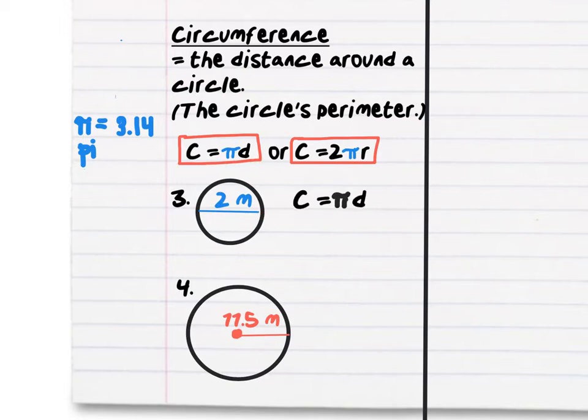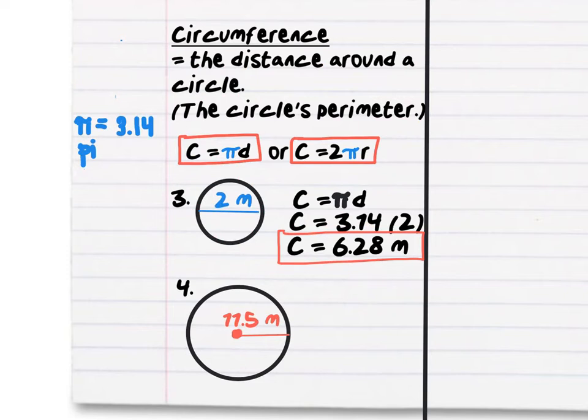So always start with the formula. And now we know that the diameter is 2. So now underneath we're going to write C equals 3.14 times 2. Remember, this symbol pi always stands for 3.14. And now when we multiply 3.14 times 2, then the circumference is going to be 6.28 meters. And we label it M for meters. And that's our answer.